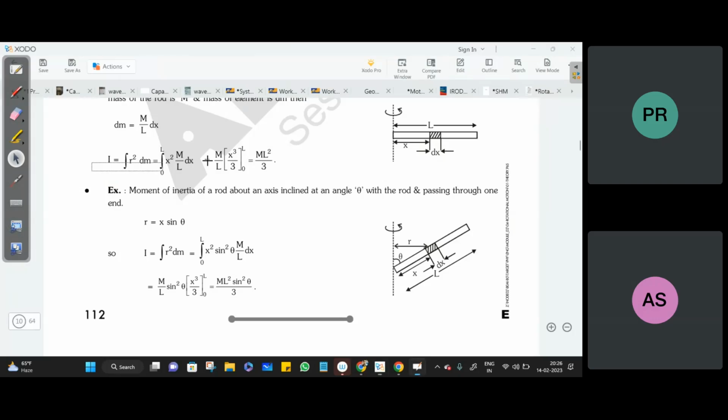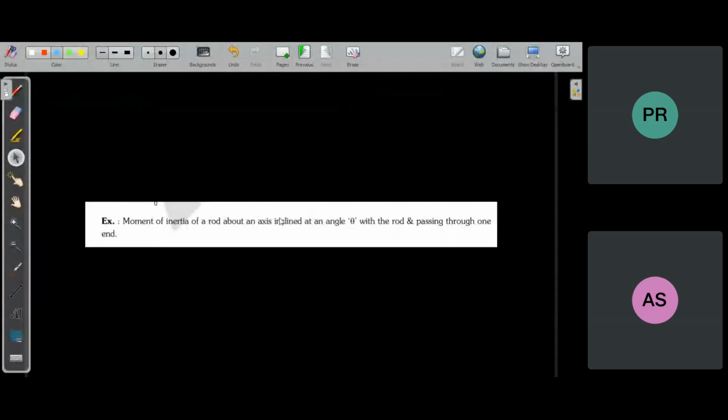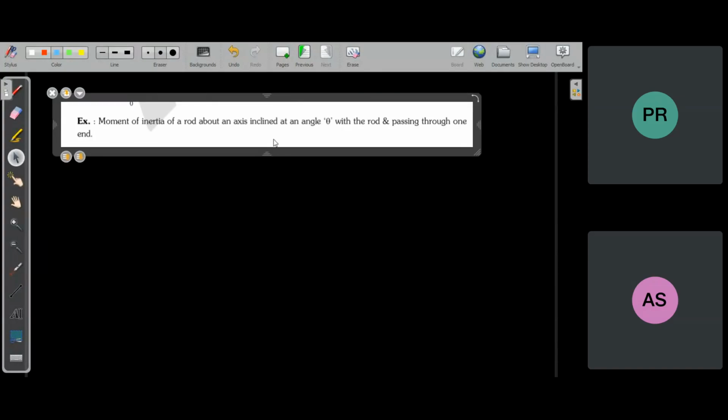Okay, so now you can try this. We already discussed moment of inertia. So now you can try this. Try this question.